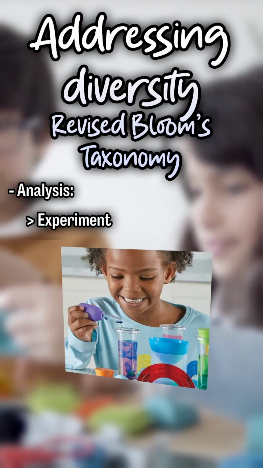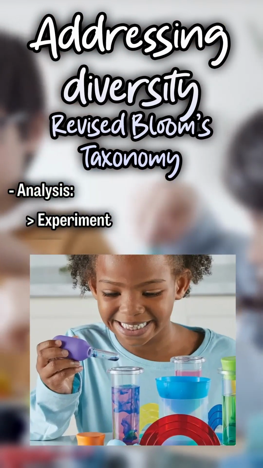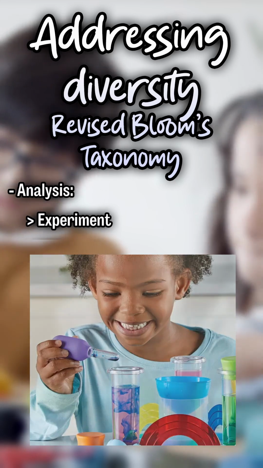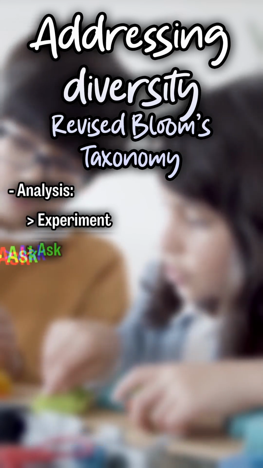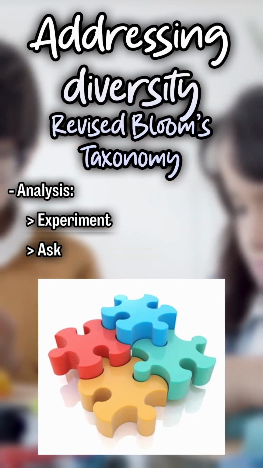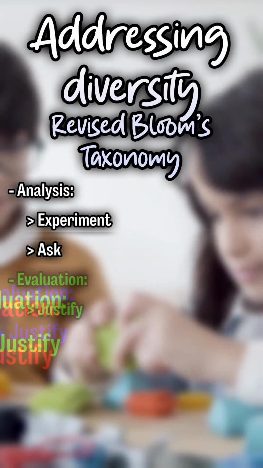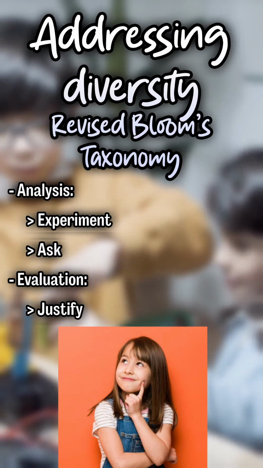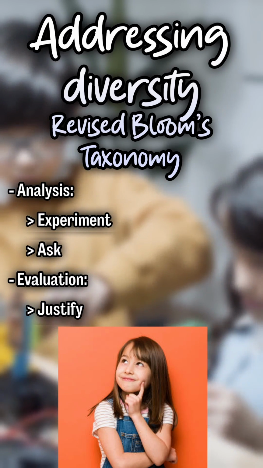Higher order thinking skills. Experiment. Students can predict the color that will be added mixing different color paint. Ask students to break down information, compare and contrast, categorize, and identify patterns. For evaluating, encourage them to critique, debate, justify choices, and assess sources.